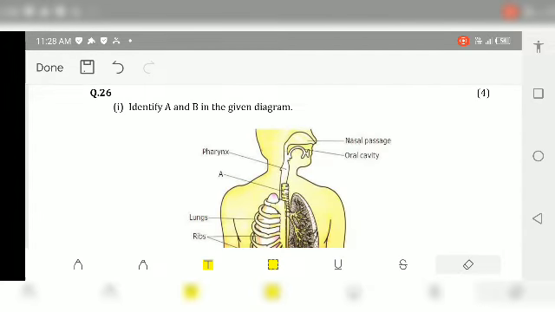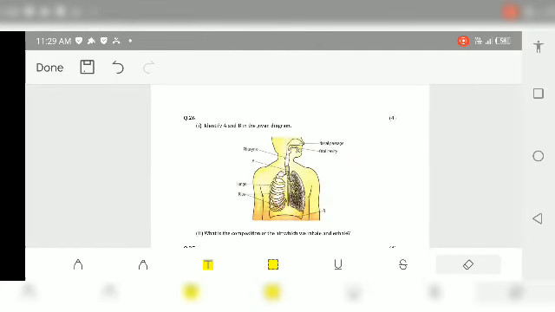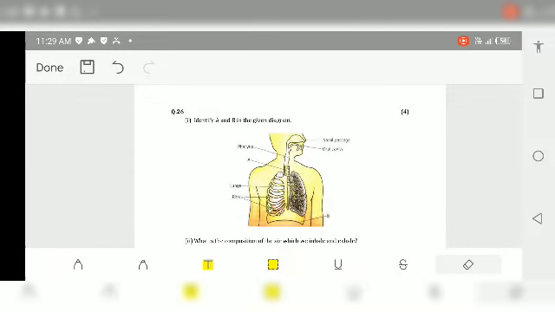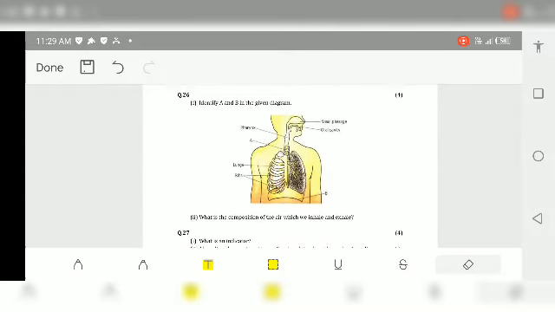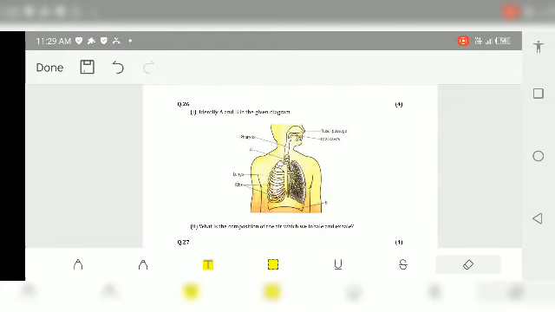Identify A and B in the given diagram. Nasal passage, oral cavity, pharynx, lungs, ribs. What is the composition of air which we inhale? Here, A is the trachea, and here B is the diaphragm.